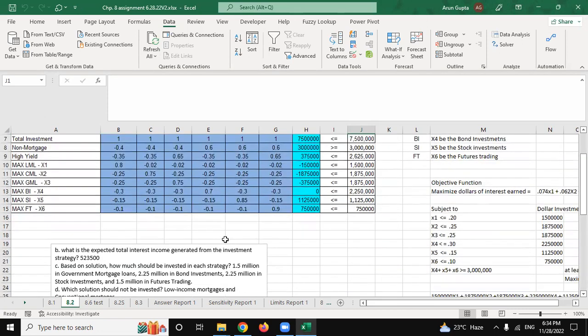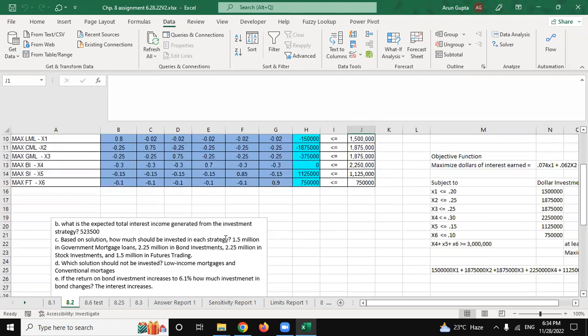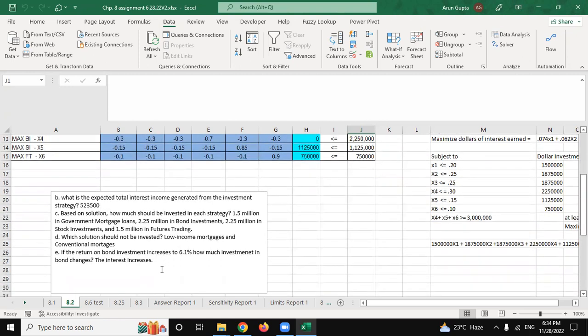And the question has 5 parts also. So based on these parts, we have provided a solution set. That's the first. Part B is asking what's the expected total interest. That could be this one, 523,500, and the other parts.